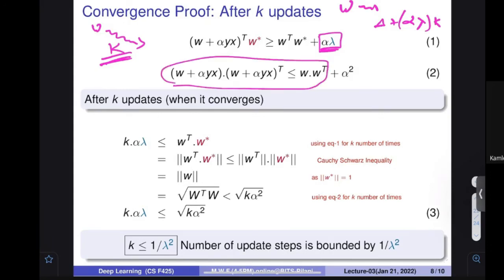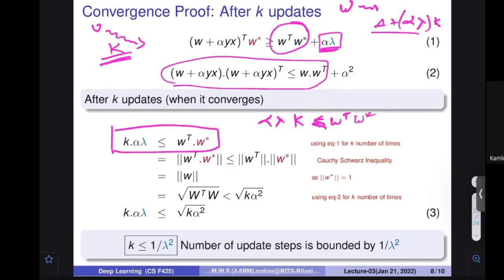So you just focus on this particular point. After this, this value W transpose W star has increased by something, delta plus alpha lambda multiplied by k. It is equal to this quantity. If I remove this plus part, then I can say that this quantity is greater than or equal to this quantity. This is the equation that I have written over here.